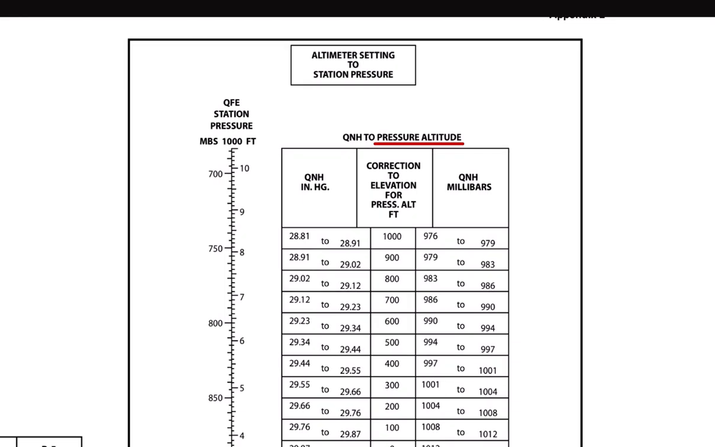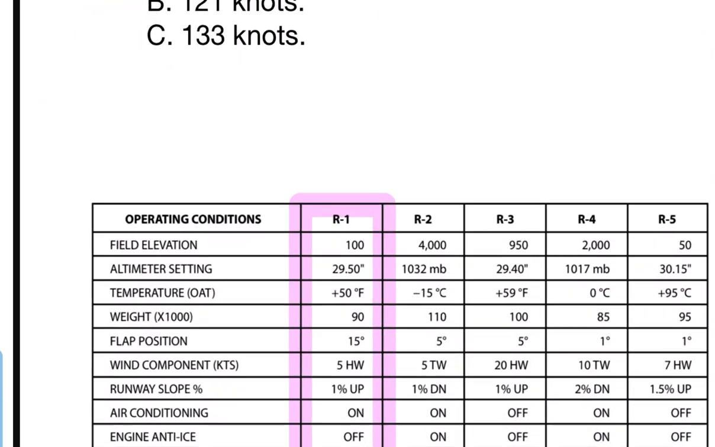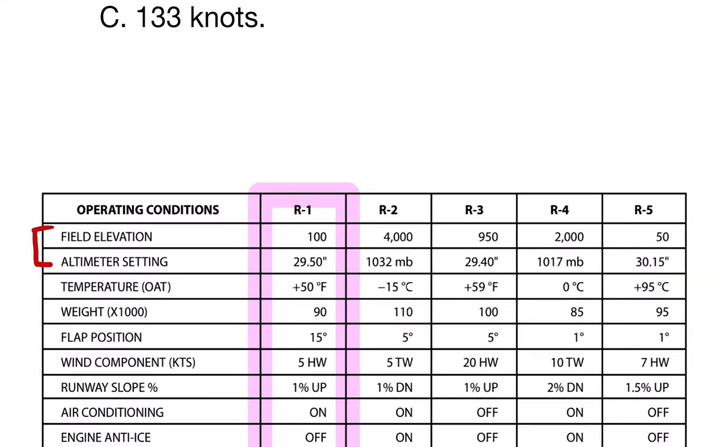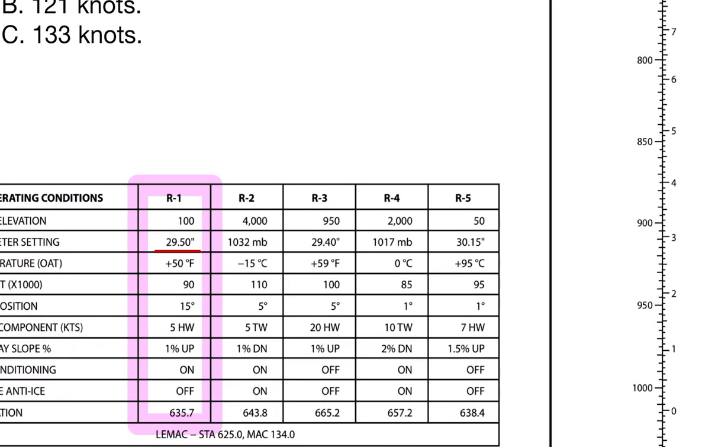The way this chart works is you have your altimeter setting either in inches of mercury on the left here, or you have it in millibars on the right. That altimeter setting is going to be given to you in the operating conditions. You can see right here, our altimeter setting is 2950 inches. And right next to it on R2, you can see sometimes you'll be given millibars. So we know that our field elevation is 100 feet, and we know our altimeter setting is 2950.